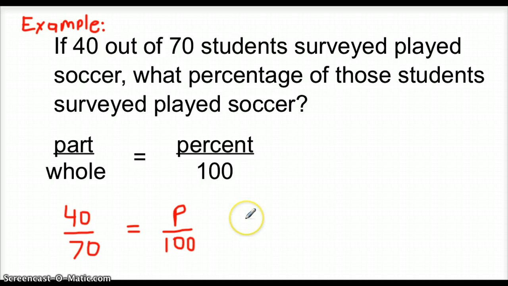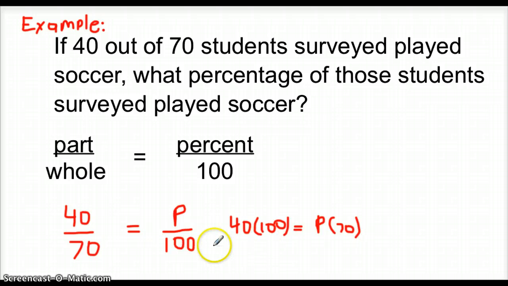So now, like we did in the other one, we're just going to take the cross products. We're going to take 40 times 100 and we're going to set that equal to p times 70, or we could certainly say 70 times p as well. That won't make any difference. The order in multiplication doesn't matter, because they are commutative.